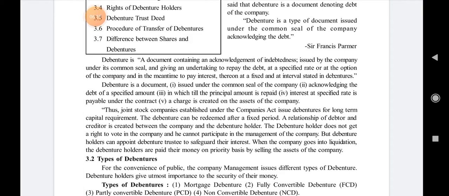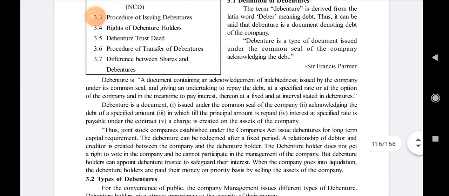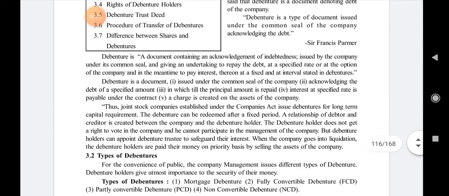See, debenture is a document issued under the common seal of the company. It is one kind of document issued under the common seal. Common seal means the company's stamp, which is very necessary. Next one is acknowledging the debt of a specified amount.